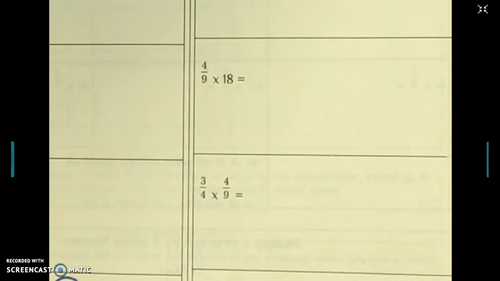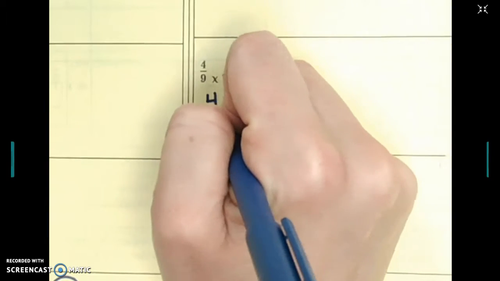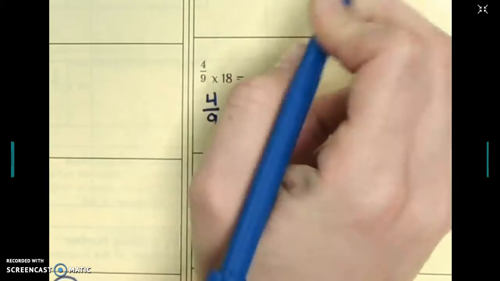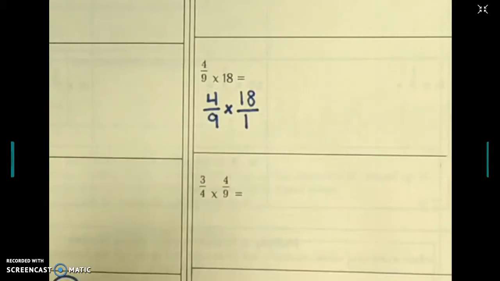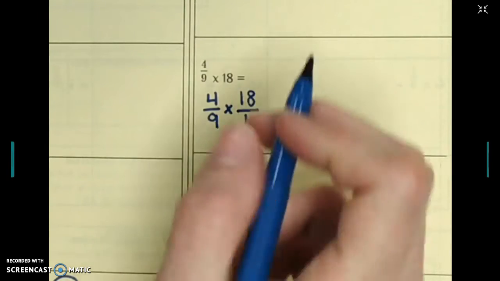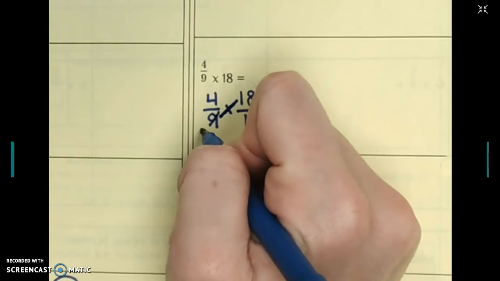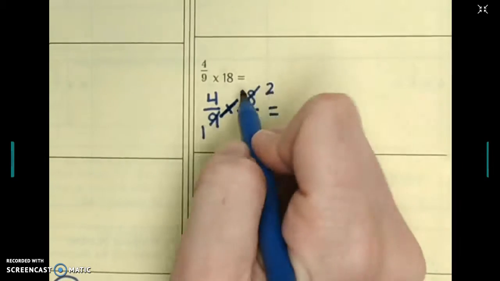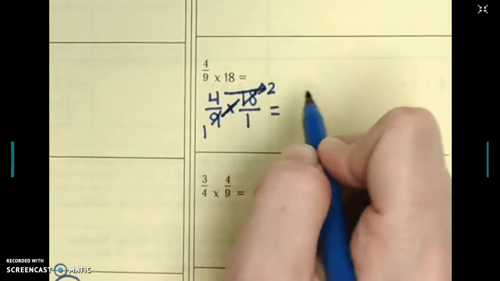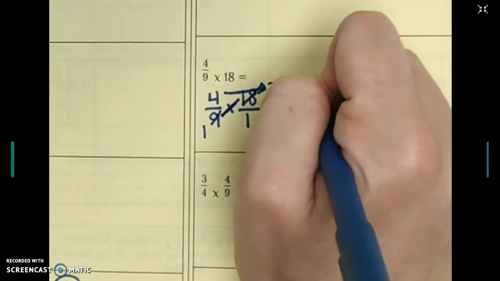This one, we have a whole number on it. So I'm going to rewrite the problem so it looks a little easier to work with. We have 4/9 times 18. Remember, when we have a whole number, we put a 1 underneath. And now we're going to cross cancel. We'll look at this 18 and this 9. 9 goes into 9 once, and 9 goes into 18 twice. And now we're just going to multiply across like normal. 4 times 2 is 8. And on the bottoms, we just have 1, so that means this is a whole number of 8.